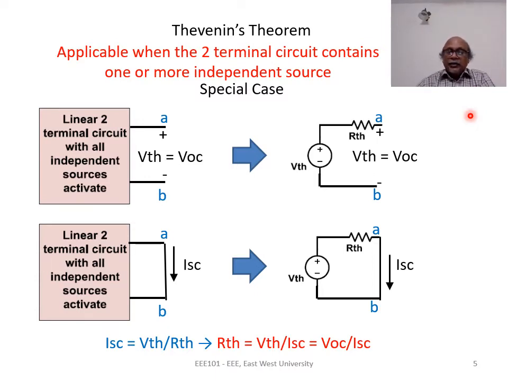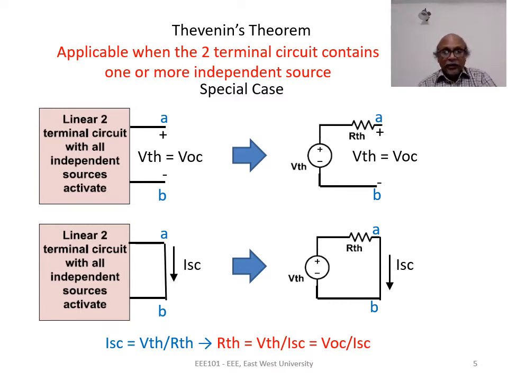If you compare case 1 with the special case, you will find an interesting difference. In case 1, you had to go inside the two-terminal circuit and deactivate all independent sources. But in the special case, you don't need to go inside the two-terminal circuit. So in practical situations where you do not have any access inside the two-terminal circuit, the special case may be more suitable to find RTH than case 1.